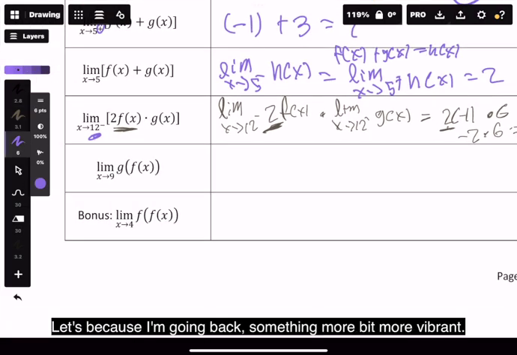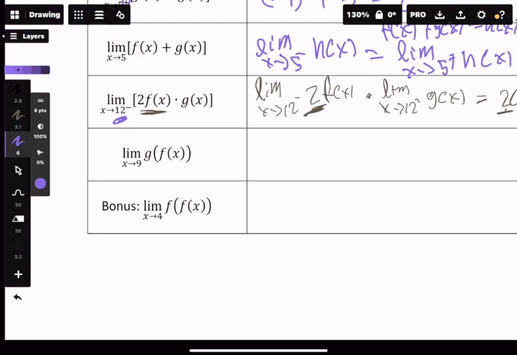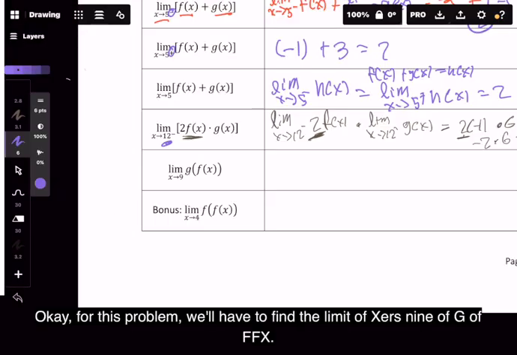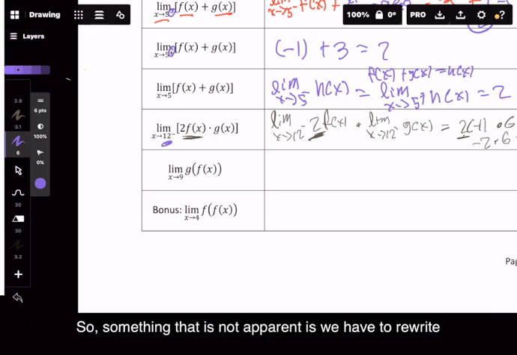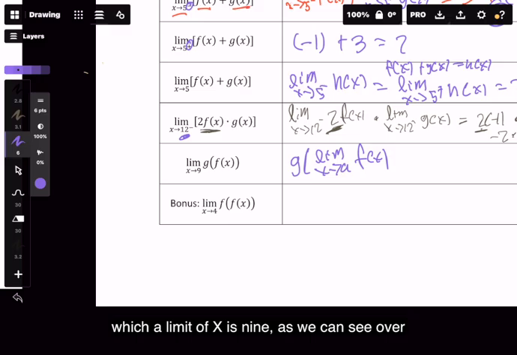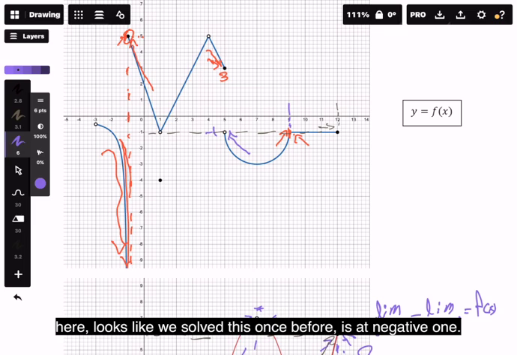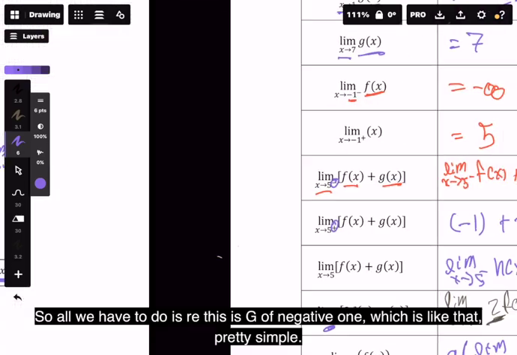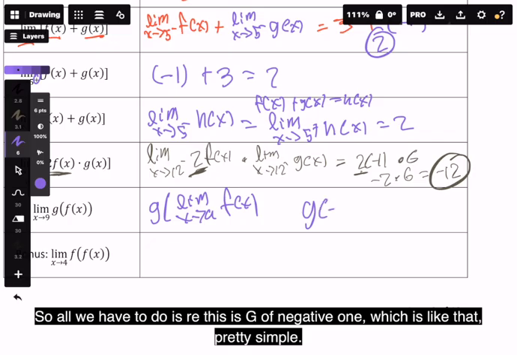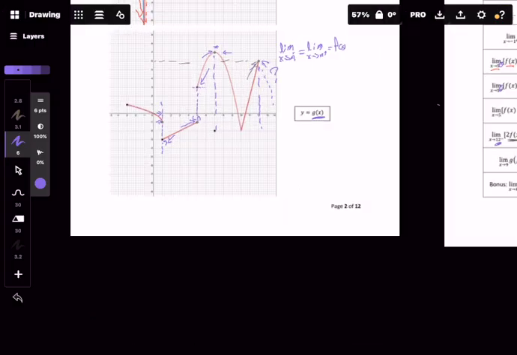Let's go back to something a bit more vibrant. Let's go back to purple. Okay, for this problem, we'll have to find the limit of x approaching 9 of g of f of x. So something that is not apparent is we have to rewrite this function as g of the limit of x approaching 9 of f of x, which, as we can see over here, looks like we solved this once before, is negative 1. So all we have to do is rewrite this as g of negative 1, pretty simple, and we just have to find where g of negative 1 is.